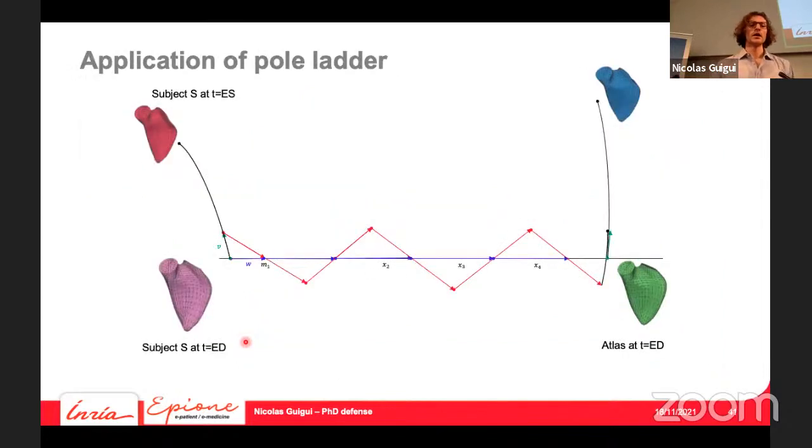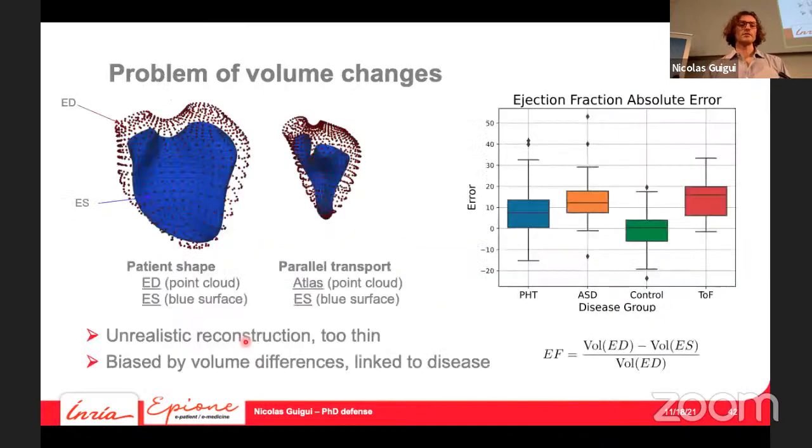And every time we use parallel transport, we use our new implementation of the pole ladder within the Deformetrica software, and that is more stable than the existing one because of the properties that we highlighted in the previous section. But beyond numerical stability, we in fact encountered a problem that was due to the large volume changes that occur between the patients at the reference time.